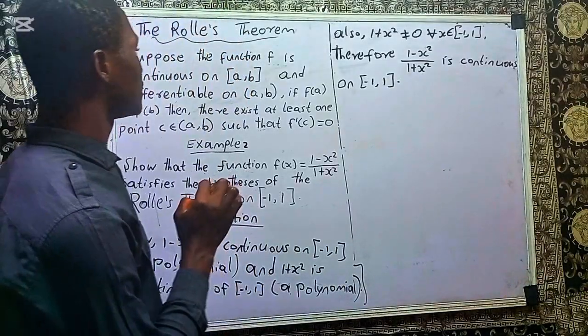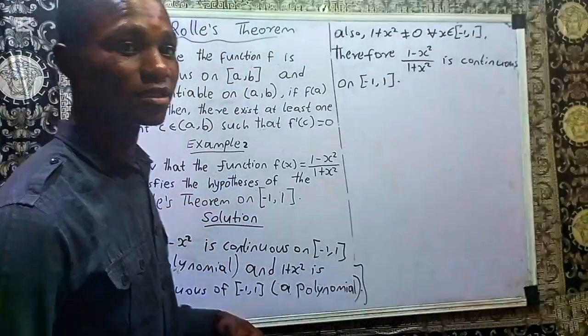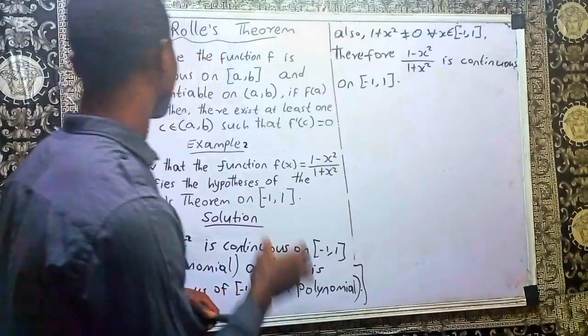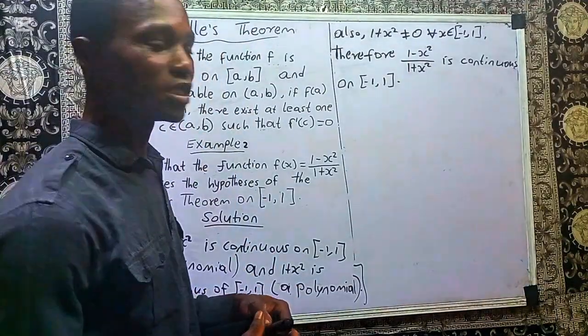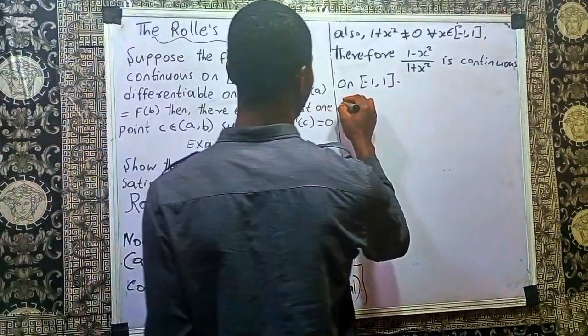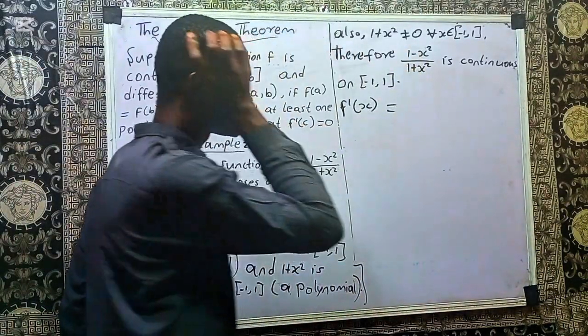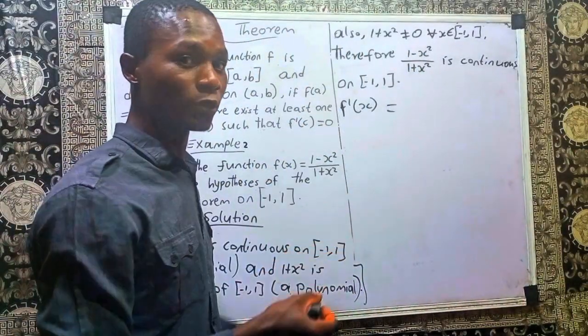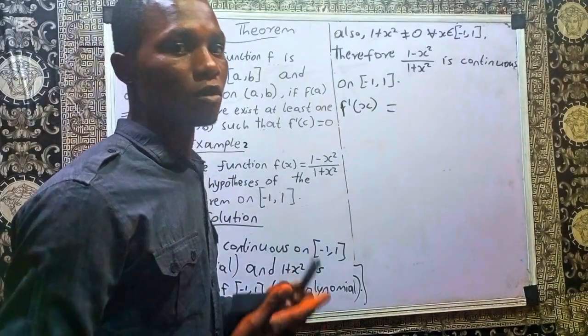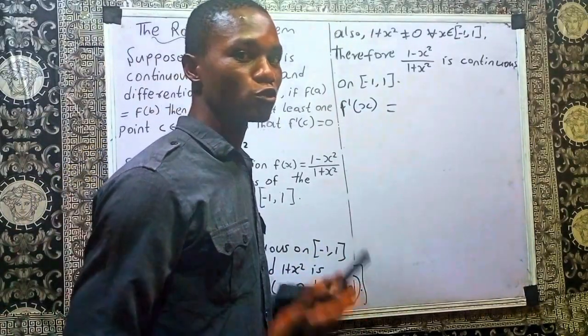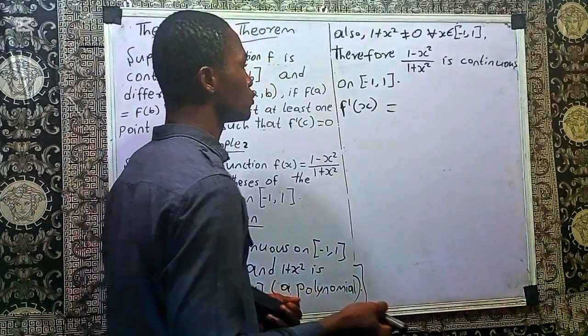Now the next thing is we check differentiability, right? We check whether it's differentiable on the open interval. So let's differentiate the function, f prime of x. Which rule will we use to differentiate rational functions? We use what? Quotient rule. We use the quotient rule.